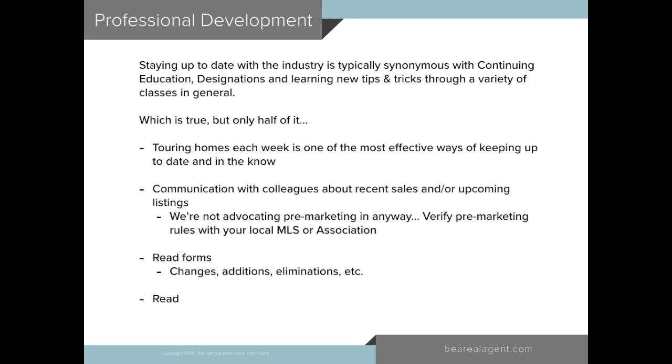And just getting in touch with people that you've met, different colleagues, and asking about how their businesses are going, not necessarily in a let's-just-chat way, but really asking specific questions, maybe about a particular listing that went pending, or how they arrived at pricing on a new house that just hit the market. We're certainly not advocating pre-marketing in any way. When you call a colleague and say, do you have anything coming up, or how's your business going? Definitely verify all of your pre-marketing rules with your local MLS or association.